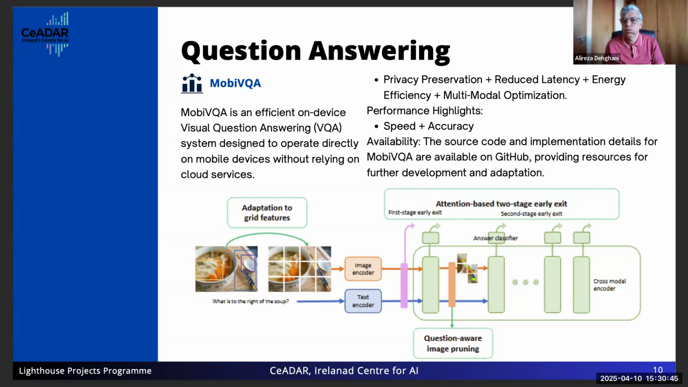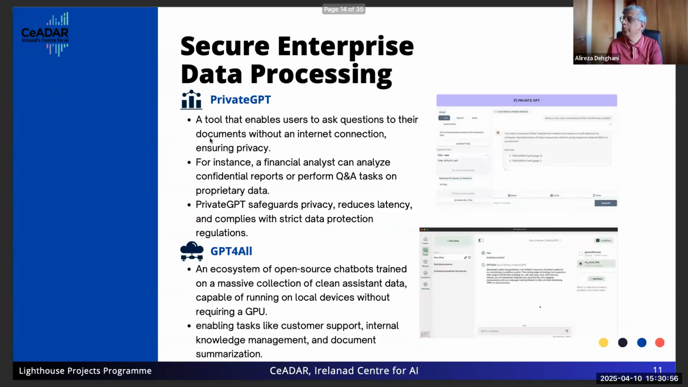Being fast and accurate, power efficient, multimodal, and privacy preserving are some of the factors we can consider in mobile VQA. And let's have a look at another two examples. PrivateGPT, that's a very interesting example. It's an AI tool that helps you ask questions about your documents on your devices, edge devices.